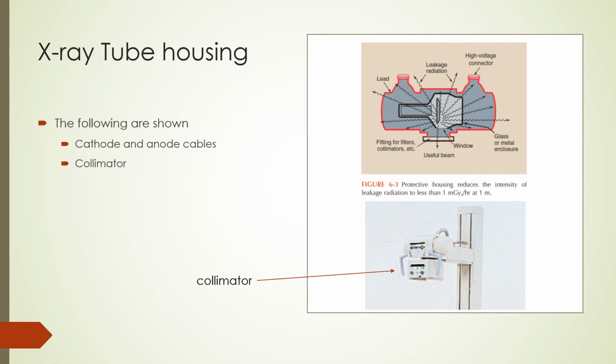X-ray tubes are placed in a protective housing. On this slide, we can see the tube housing with the locations of the high voltage cables for anode and cathode connections. The collimator is also shown in the bottom image. By looking at the cables, we can know the location of the cathode and anode. The anode cable is positive and the cathode cable is negative.